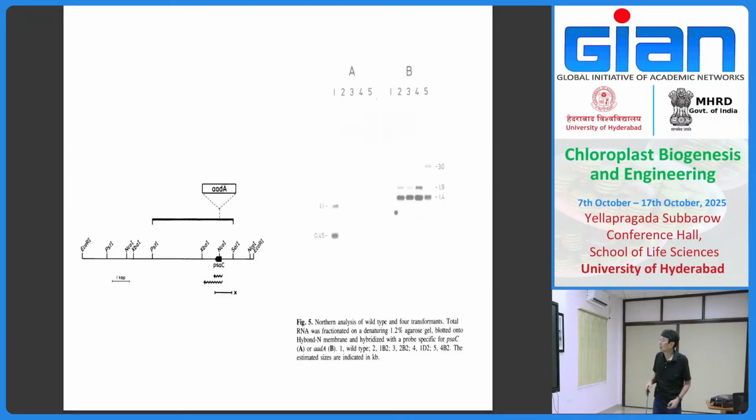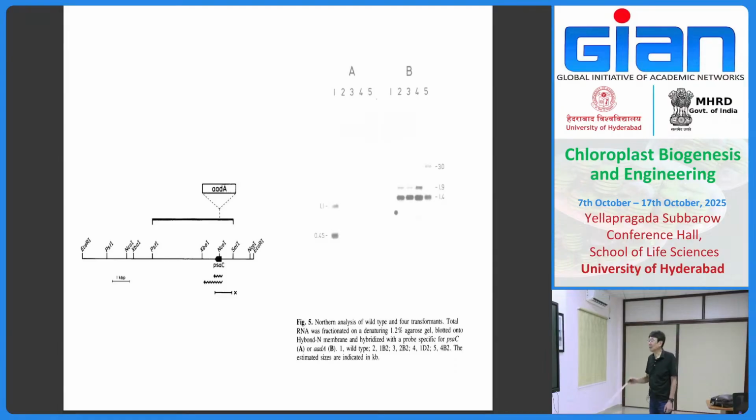So for the AD cassette messenger RNA, there is none in the wild type, but in the mutant, there's a signal. So the AD cassette is transcribed and probably translated because the cells are resistant against spectinomycin.